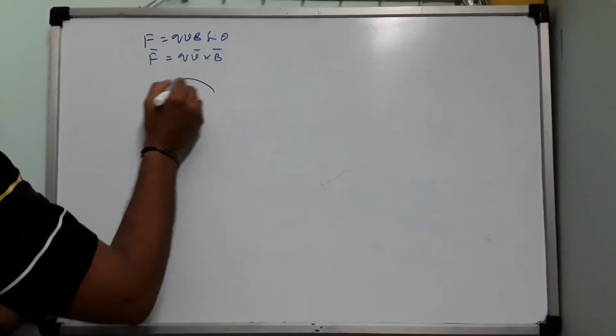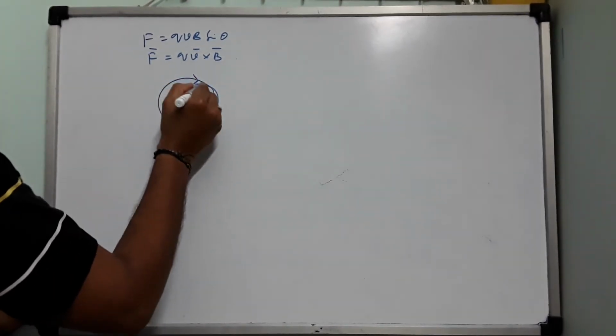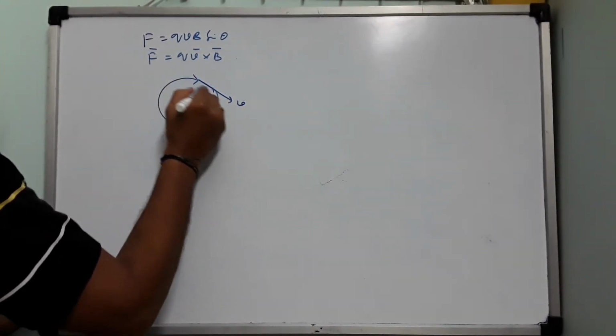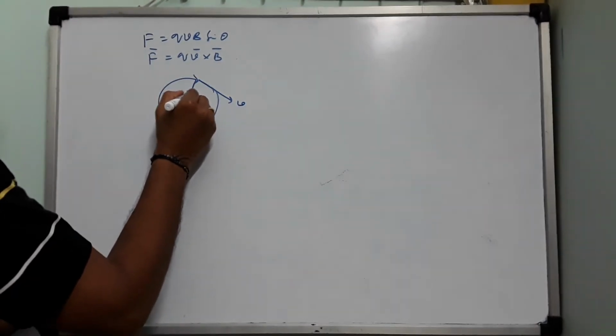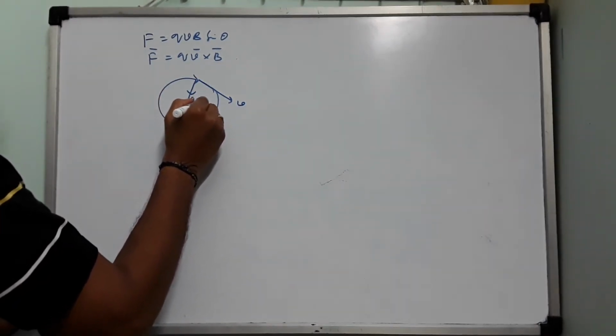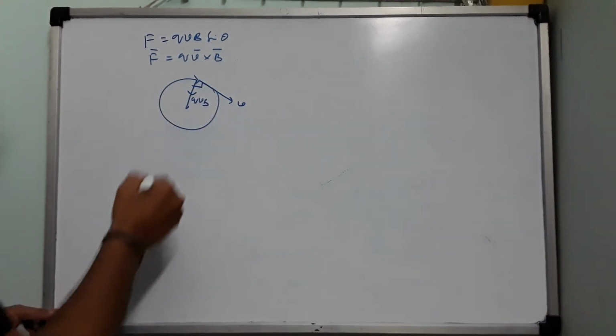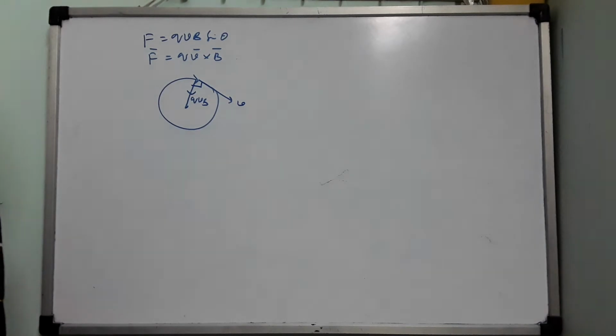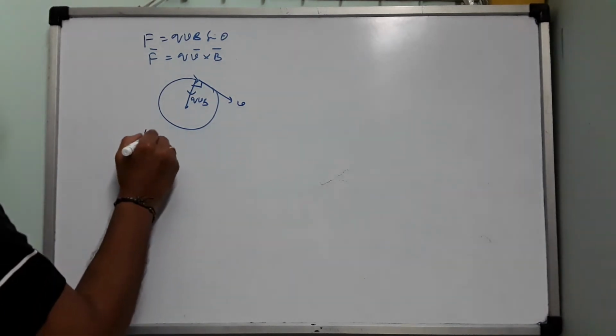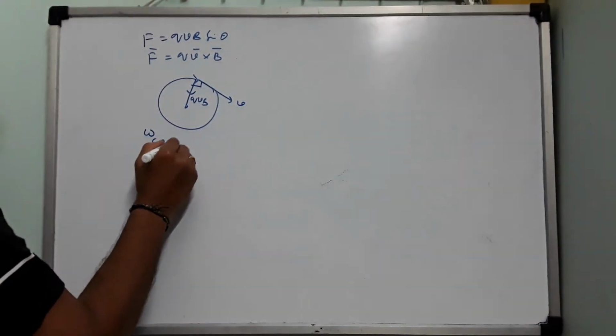Suppose now this is a charged particle which is moving like this. Its velocity is like this. So there is a force on it, which is nothing but centripetal force, QVB, acting like this. The angle will always be 90 degrees. So work done in case of 90 degrees is always what? 0. So work done by centripetal force is always 0.